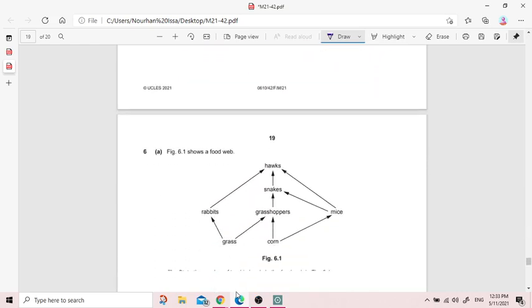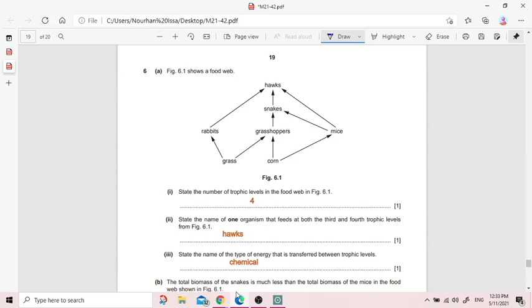Last question, question 6, shows a food web. State the number of trophic levels. You have to check all the food chains to ensure that you are writing the highest number of trophic levels. For example, here this is 1 2 3, 1 2 3 4, 1 2 3 4, so the highest number is 4 trophic levels.